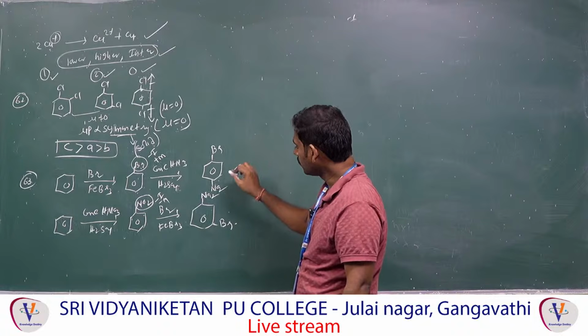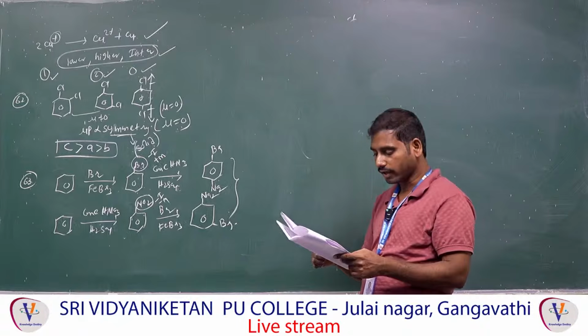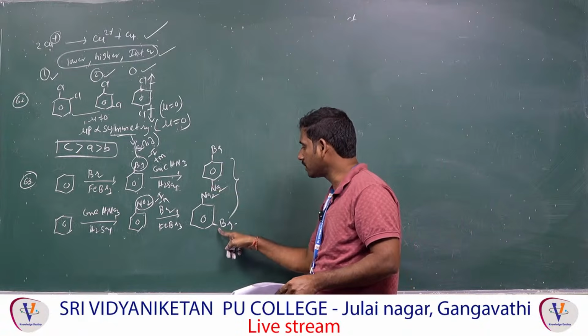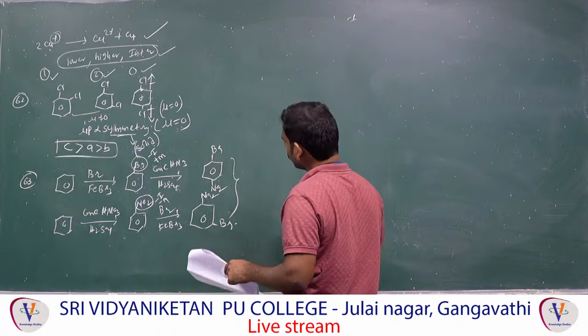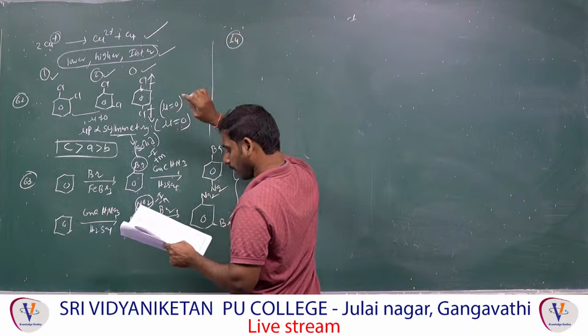So these two, what are they asking in the question? The products A and B are positional isomers, the position will be changed. This is para, this is meta, that's why the position is changed, those are called positional isomers. 64.